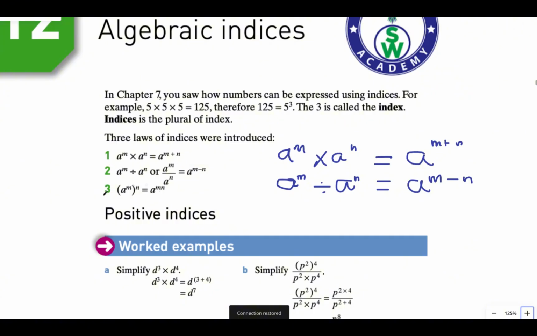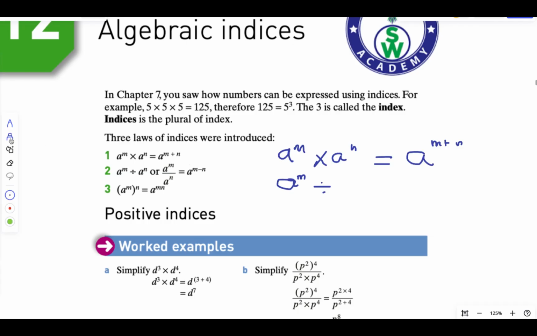Okay, so these are the first three laws of indices. We're going to highlight them so that we can refer to them and revert to them. This is the first law. When we have a to the power of m multiplied by a to the power of n, it's equal to, since it's multiplication and they have the same base, a and a are the base, you just say m plus n.